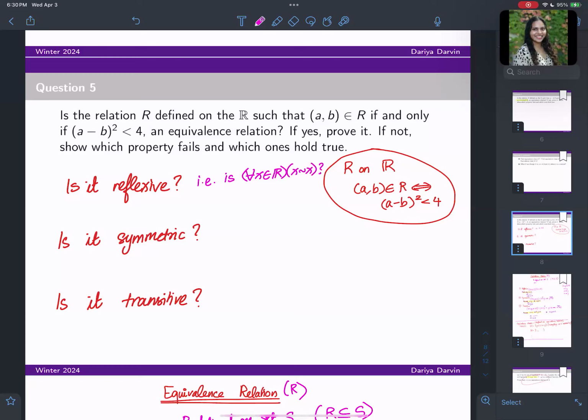So is it a reflexive relation? I.e., for every real number, is it related to itself? Again, for the actual answer, if it's false, you don't have to write all of them. You just have to write which one is false. But since we're doing it in tutorial, I'm going through all of them. So is this reflexive? How do you check?